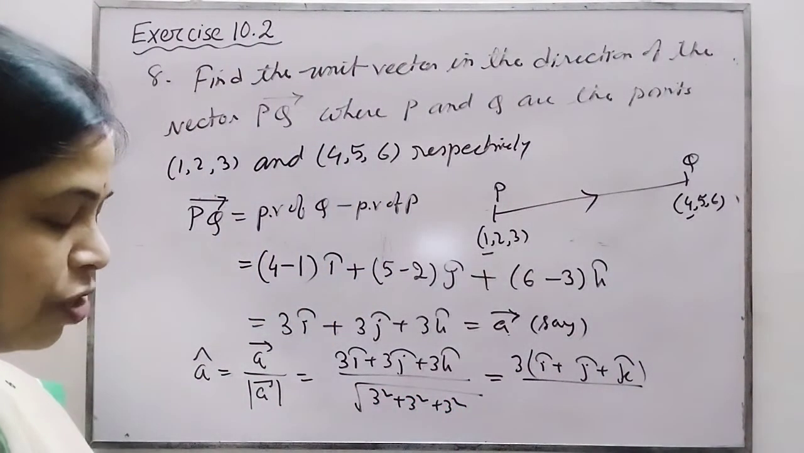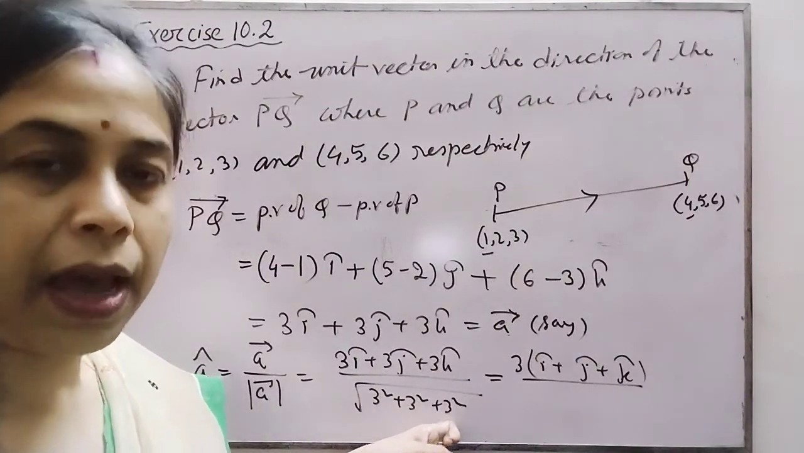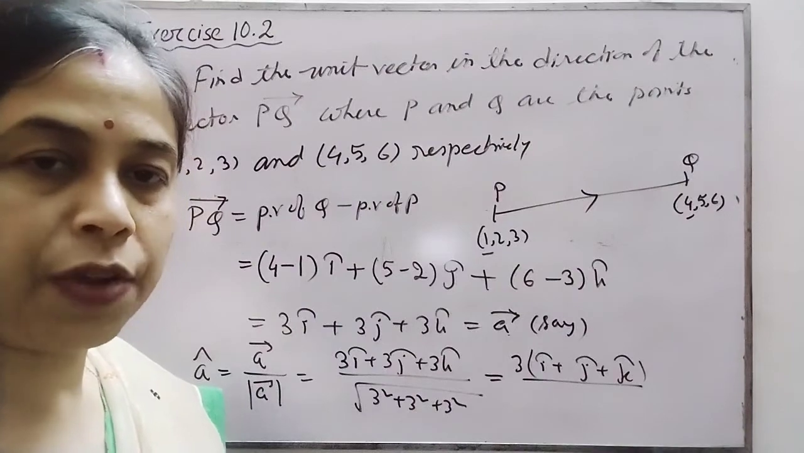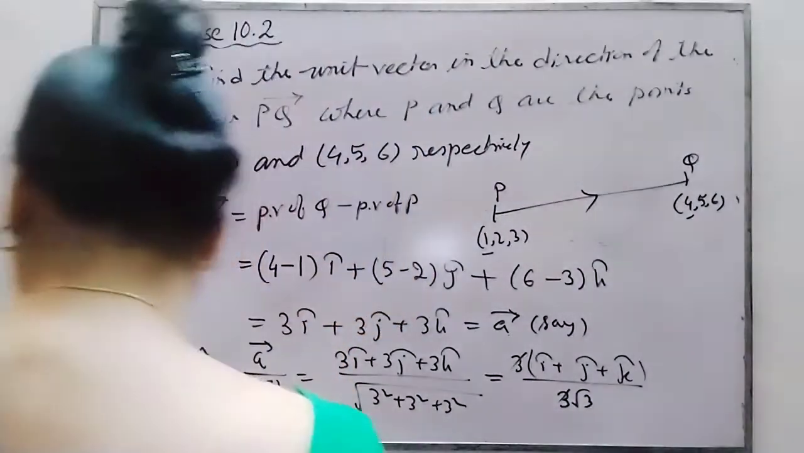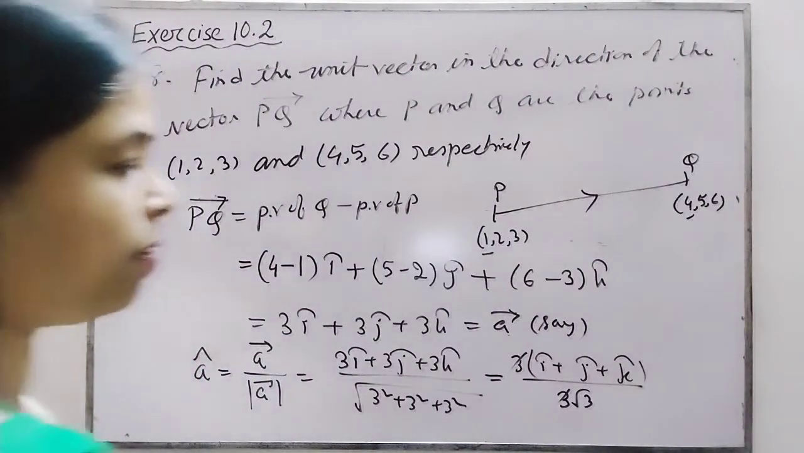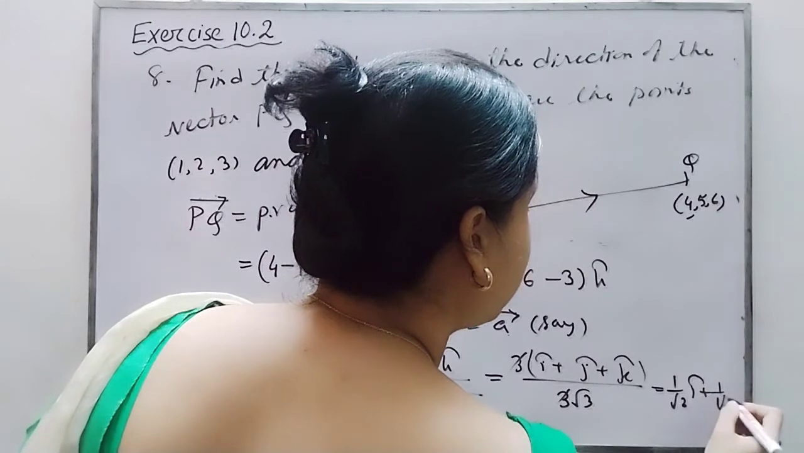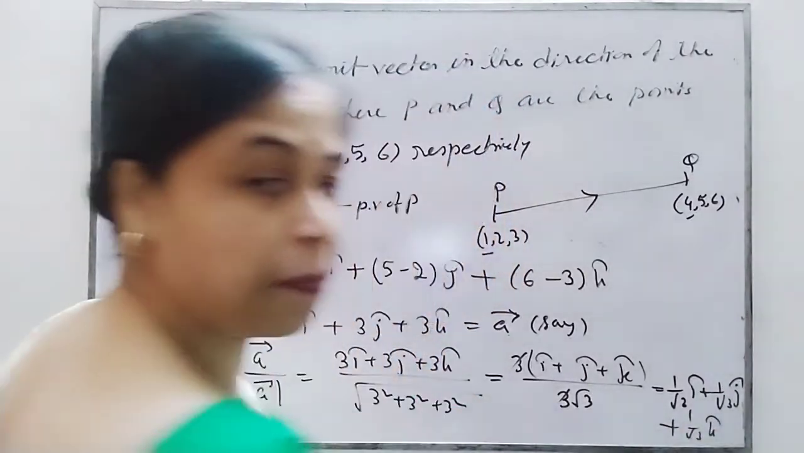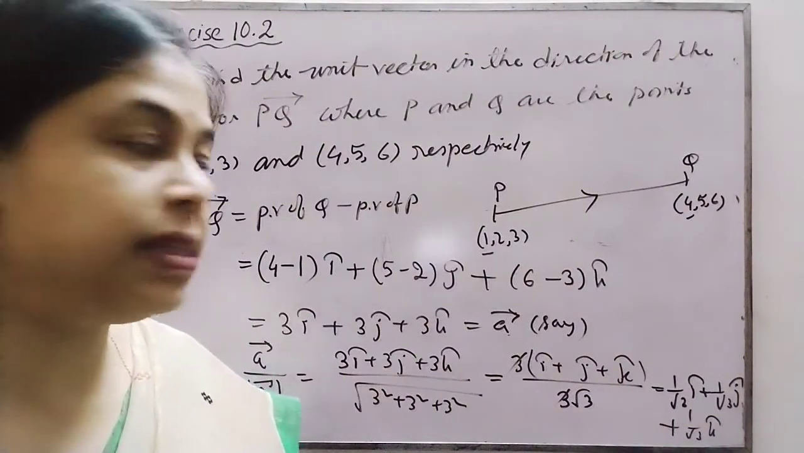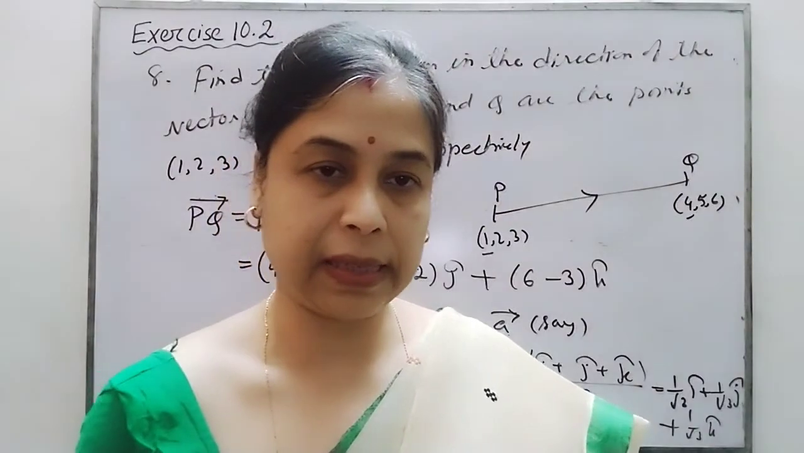Now take the calculation here. 3 squared is 9, plus 9 plus 9, 27. And 27 can be written as 3 root 3. So I wrote 3 root 3. Cancelling, what remains is 1 by root 3 i cap plus 1 by root 3 j cap plus 1 by root 3 k cap. So this is the solution of question number 8. Remaining questions I will do in the next class. Okay, thank you.